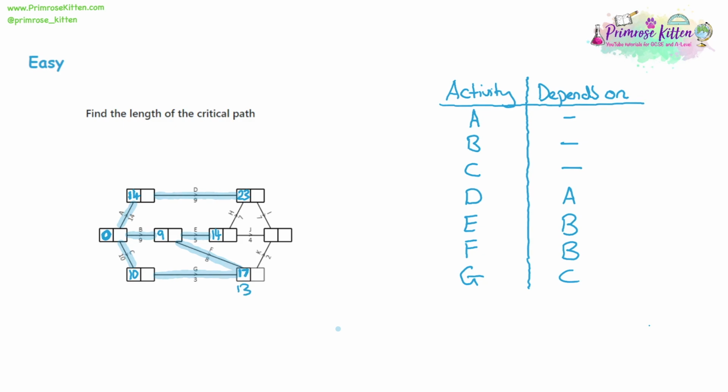Now, this is a problem because it's given us 2 possible values for the ends of activity G and F to put on the node there. So do we put in the 17 or do we put in the 13? Well, what we do is we're going to put the 17, so we're going to put the largest value.